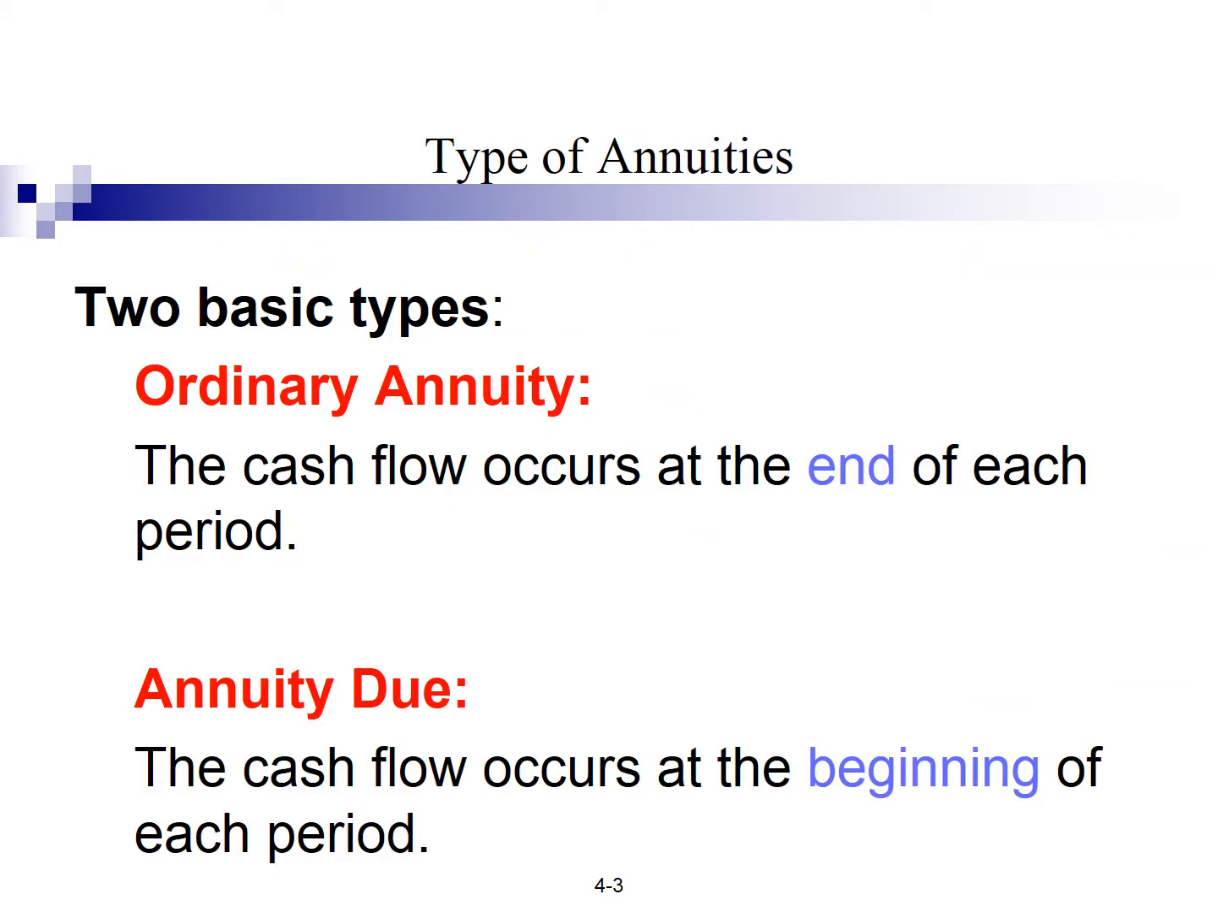There are two types of annuities, ordinary annuity and annuity due. An ordinary annuity has a first cash flow that occurs one period from now, time equals 1. The cash flow occurs at the end of each period. The keyword for ordinary annuity is end. An annuity due has a first cash flow that occurs immediately at time equals 0. The cash flow occurs at the beginning of each period. The keyword for annuity due is beginning.